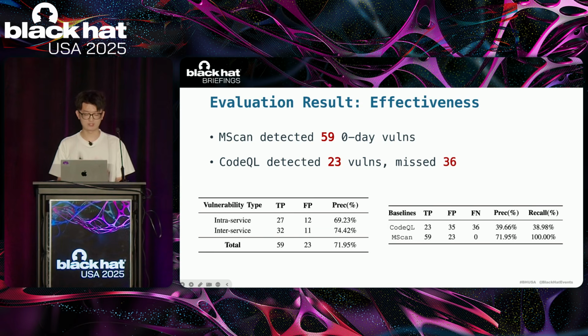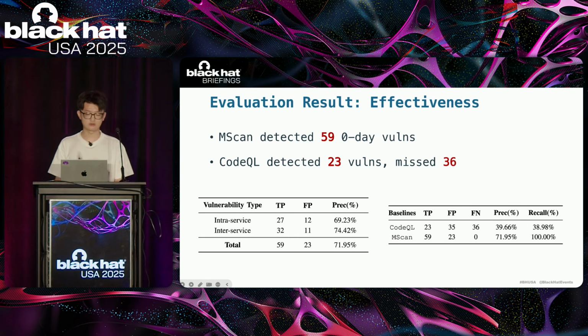To put these numbers in context, we compared MScan directly with CodeQL, which is a widely used static analysis tool. On the same applications, CodeQL only found 23 vulnerabilities and missed 36 issues that MScan was able to discover. Its precision was also much lower, under 40%. A big part of this gap comes from MScan's ability to handle gateway rules, inter-service flows, and complex calling context.